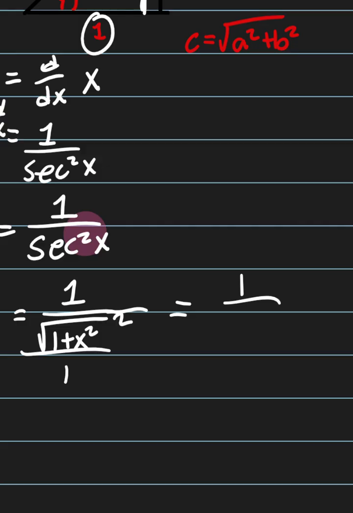Oh, hang on, my dog's barking. What's wrong? 1 over 1 plus x squared.